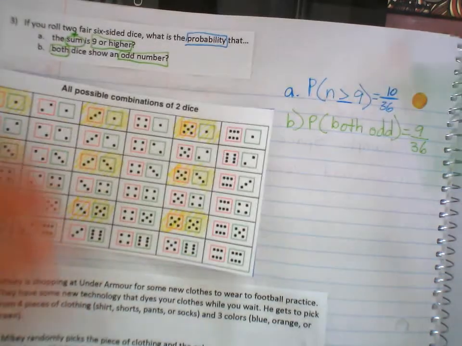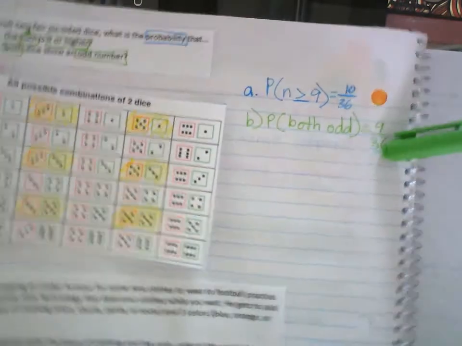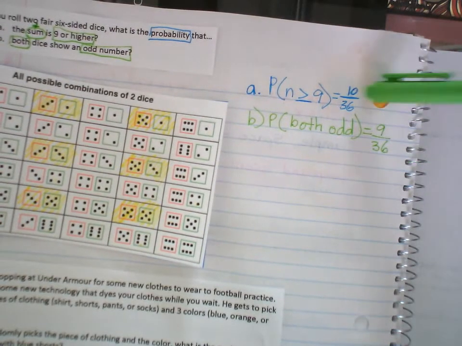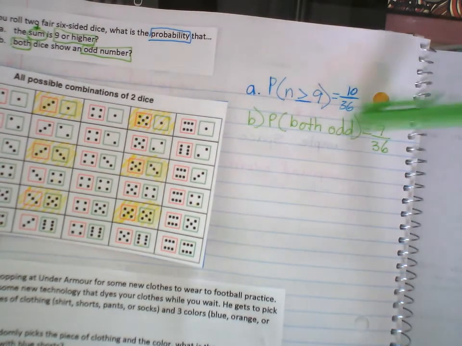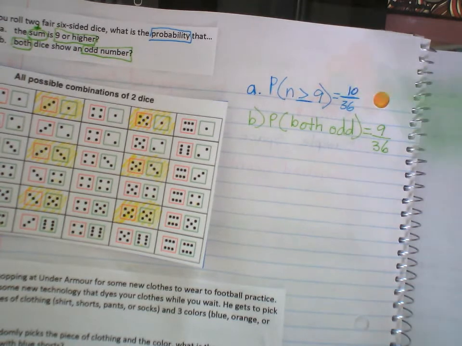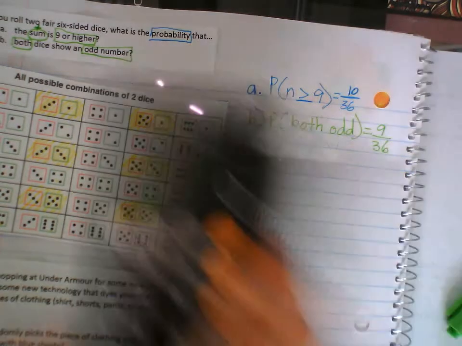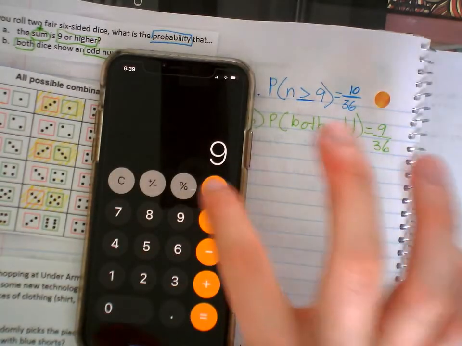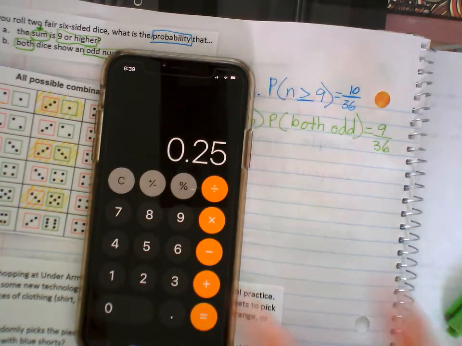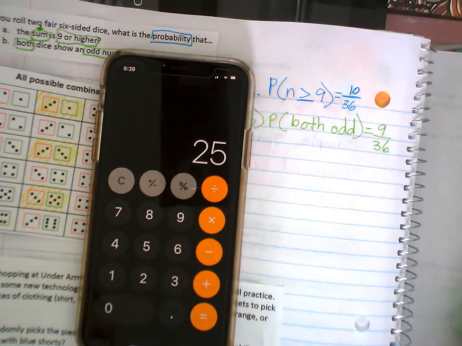So which one's more likely? 10 out of 36 or 9 out of 36? 10. Because this one's about 27, 28%, whereas 9 out of 36 is 25%. 27% is more likely.